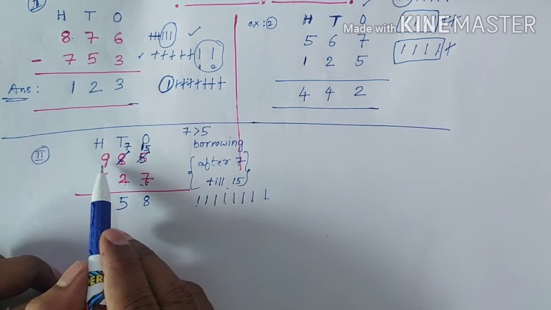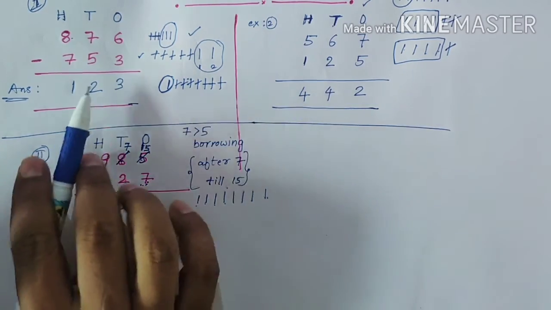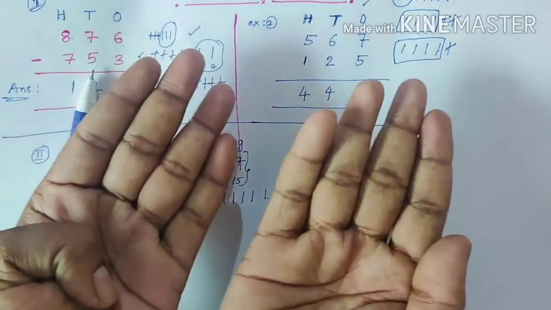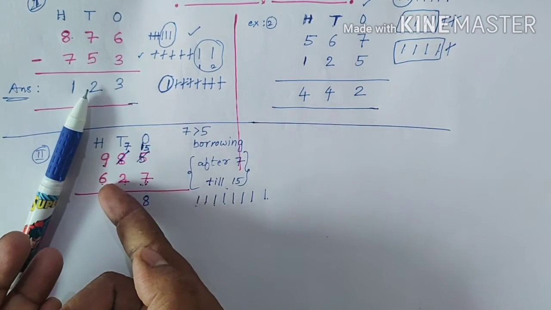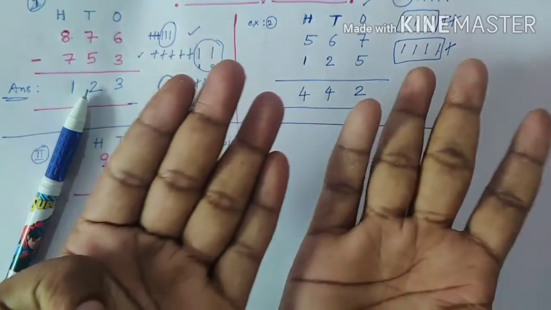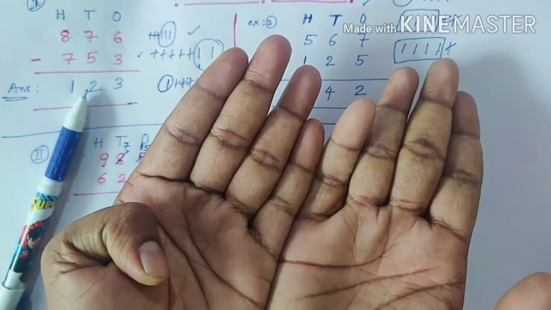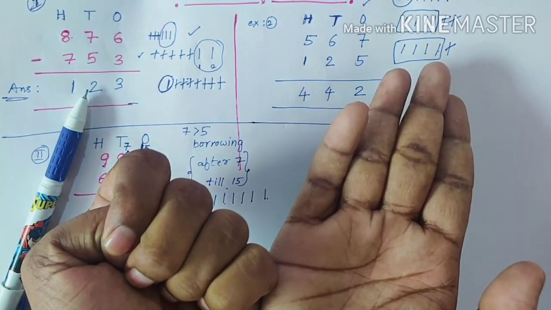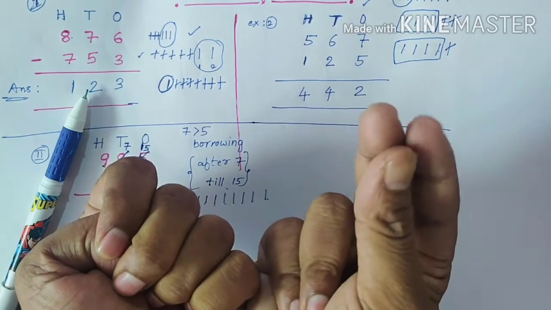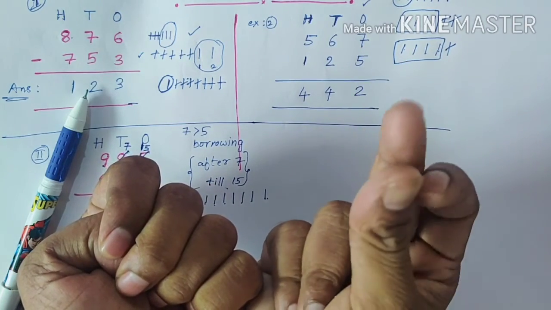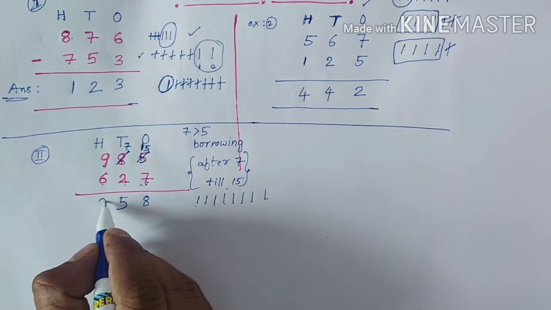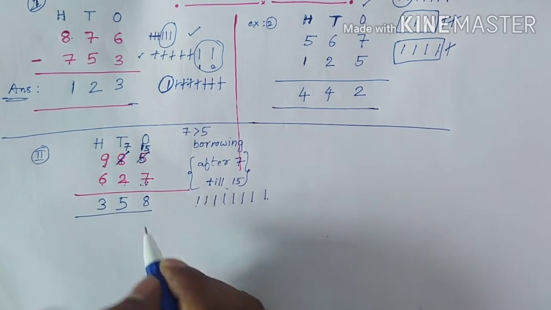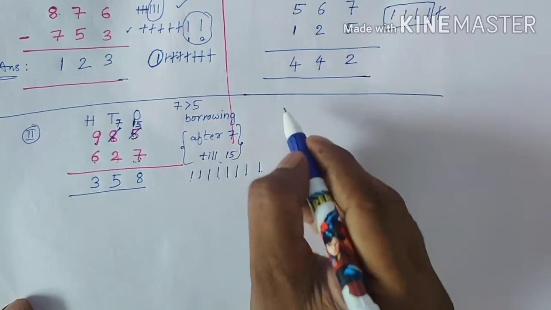In the hundreds place you have 9, and you have to subtract 6 from 9. So take 9 fingers and close 6 fingers. 4, 5, 6. How many are left? 1, 2, 3. So you have 3 fingers. Write 3 exactly below the hundreds place. So the answer is 358.